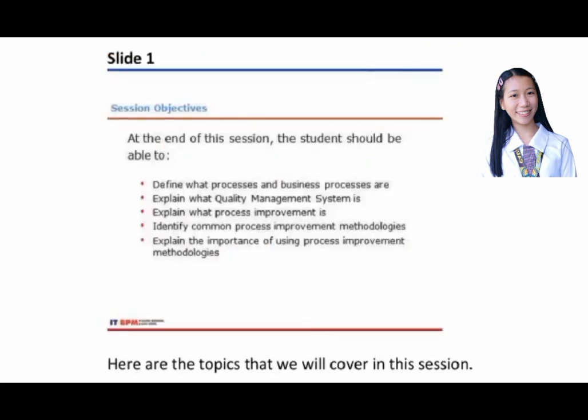Here are the topics that we will cover in this session. At the end of this session, the student should be able to define what processes and business processes are, explain what quality management system is, explain what process improvement is, identify common process improvement methodologies, explain the importance of using process improvement methodologies.